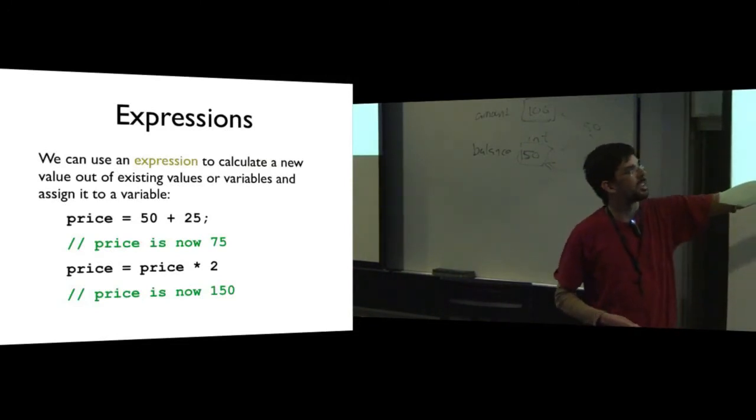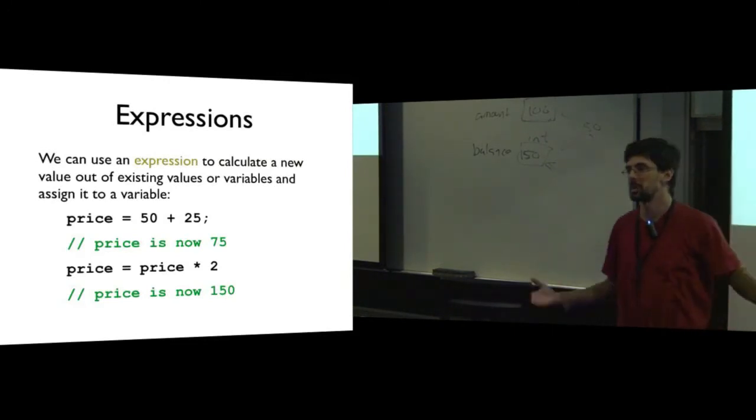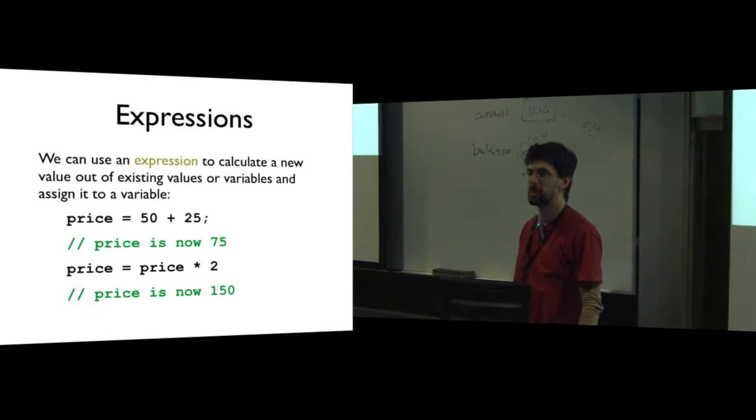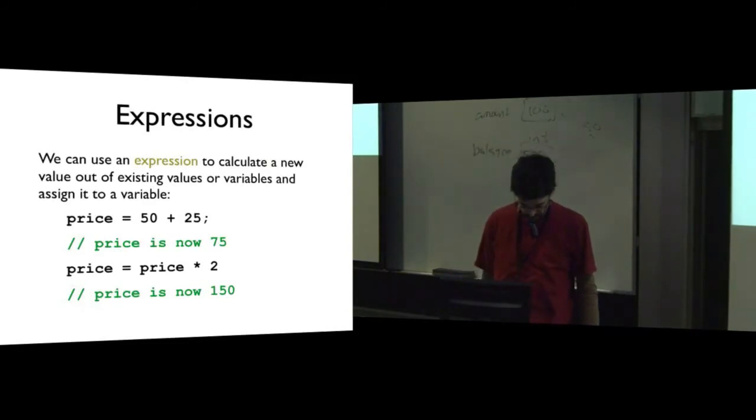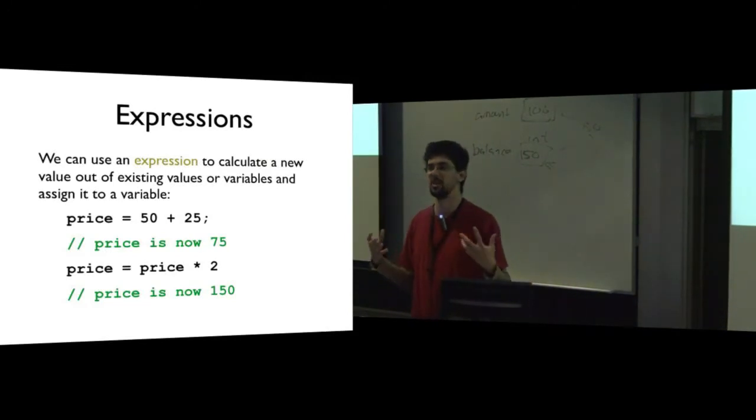This is an expression we could have worked out by ourselves without using the computer. But if we didn't know what the value of price was, this will double the value of price no matter what it is. So it's useful to get the computer to calculate that for us. In general, expressions are ways of computing a new value out of a bunch of existing values.